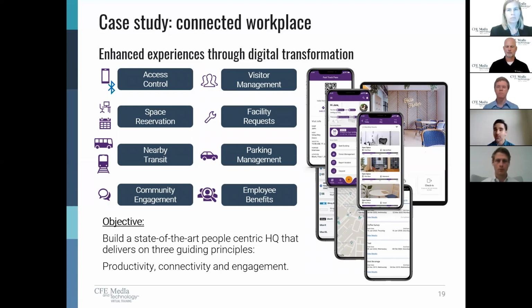It's that user, the occupant, the employee. And the guiding objectives and principles defined by the CEO as well as the CIO are basically productivity, connectivity, and engagement. And our non-traditional approach, as mentioned, is more of a prop tech solution and a mobile-based application solution that tied all the different building systems together.